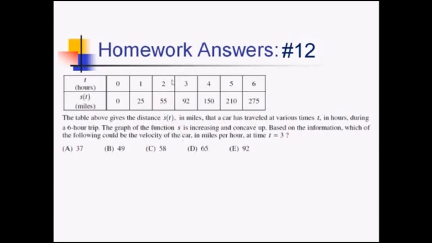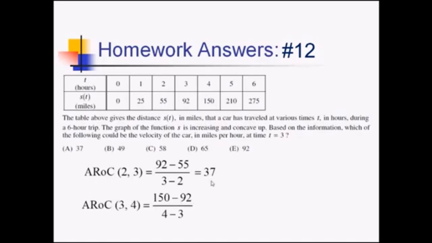For the average velocity from 2 to 3, we've got 92 minus 55 over 3 minus 2. This was a calculator question, but you might be able to do it in your head. I wouldn't recommend it, but it's 37 over 1, so 37. And then the average velocity from 3 to 4, that's 150 minus 92 over 4 minus 3. So that comes out to 58.